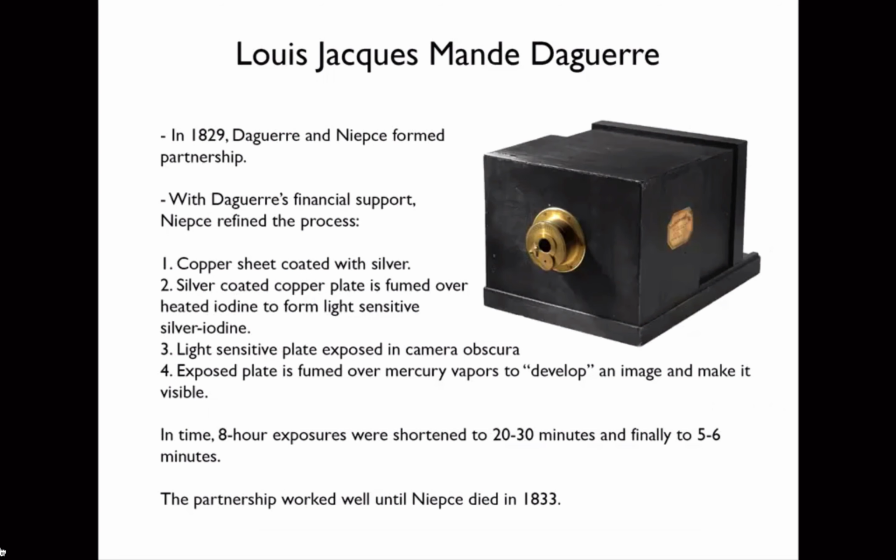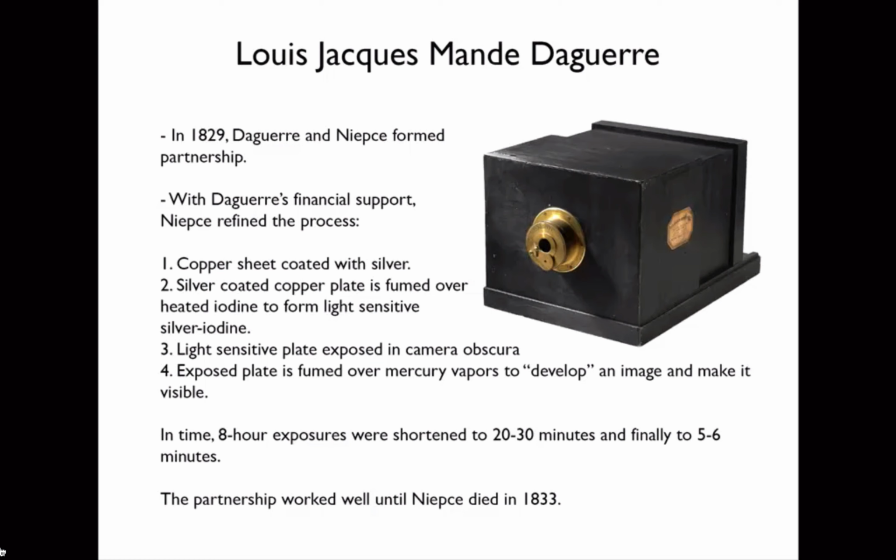So in 1829, Daguerre and Niepce formed a partnership. Obviously, Niepce was the one who was willing to experiment, and Daguerre was the one with money to support him. So with Daguerre's financial support, Niepce was able to refine the process.